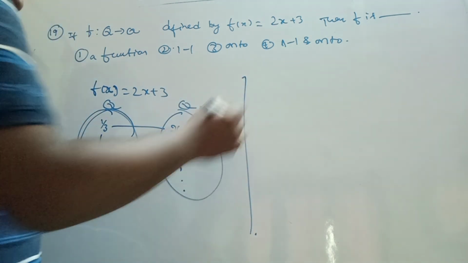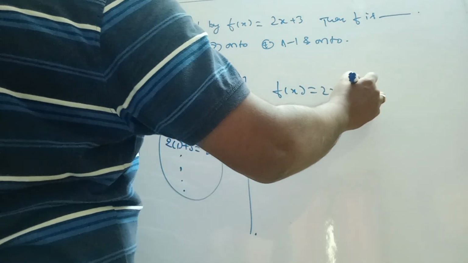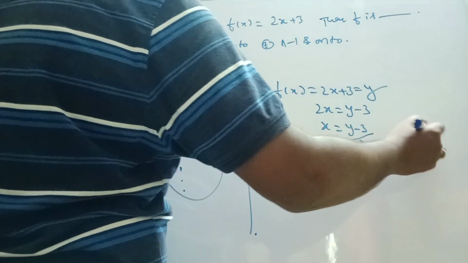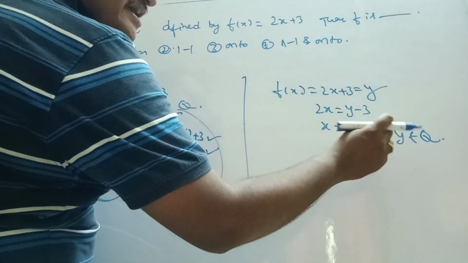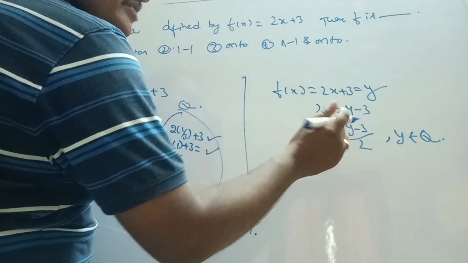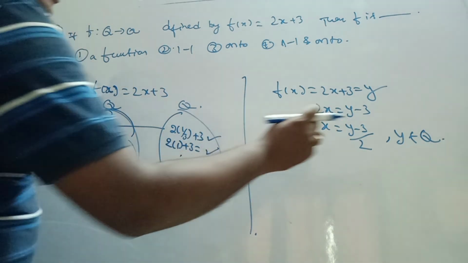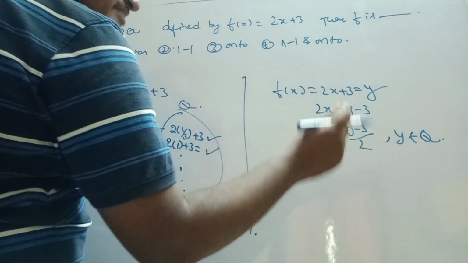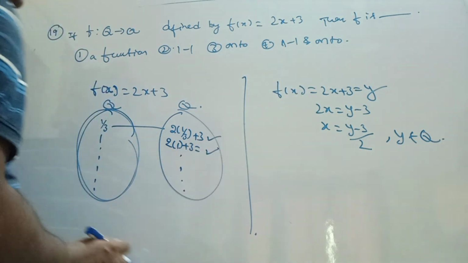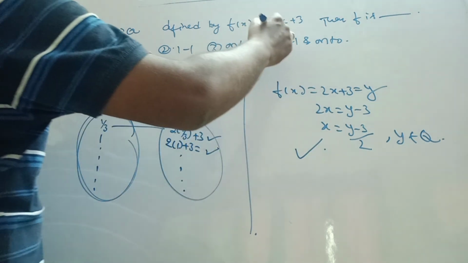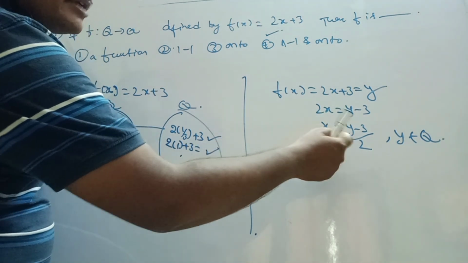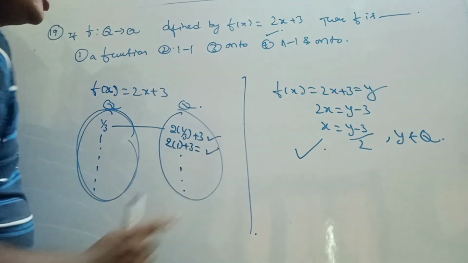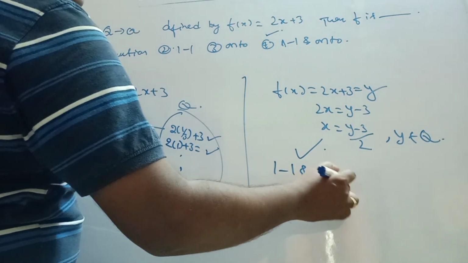Next, coming to the point onto, if you take f of x equal to 2x plus 3 equal to y, now 2x is equal to y minus 3, x equals y minus 3 by 2, where y belongs to the rational numbers. You see, my dear students, for every y which is a rational number, a rational number minus 3 by 2 is once again a rational number. That means x is also a rational number. That means it is onto. Therefore, this function is 1-1 and onto. For every y you are finding one x. That means for each and every element in the codomain, it has at least one preimage. Therefore, it is onto. Therefore, it is 1-1 and onto. That means the fourth option is correct.